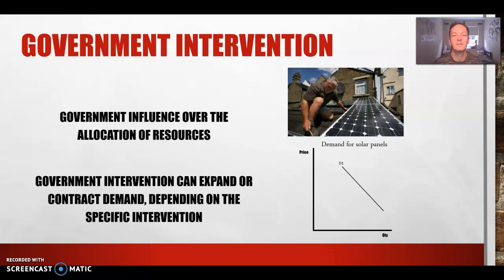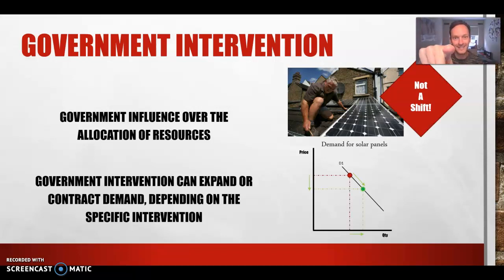What's that going to do for the demand for solar panels? Is it going to increase the demand? Is it going to decrease? Is it going to shift to the right or shift to the left? Make a prediction. Pause the video if you need. And it is going to be a trick question. It is not a shift.